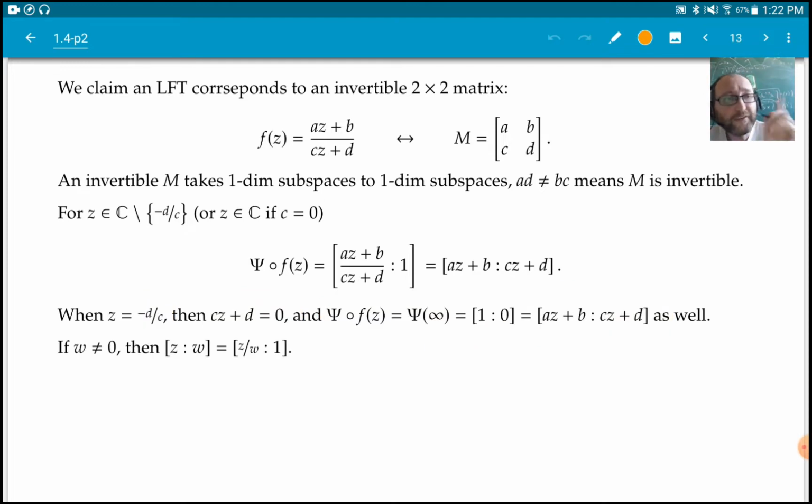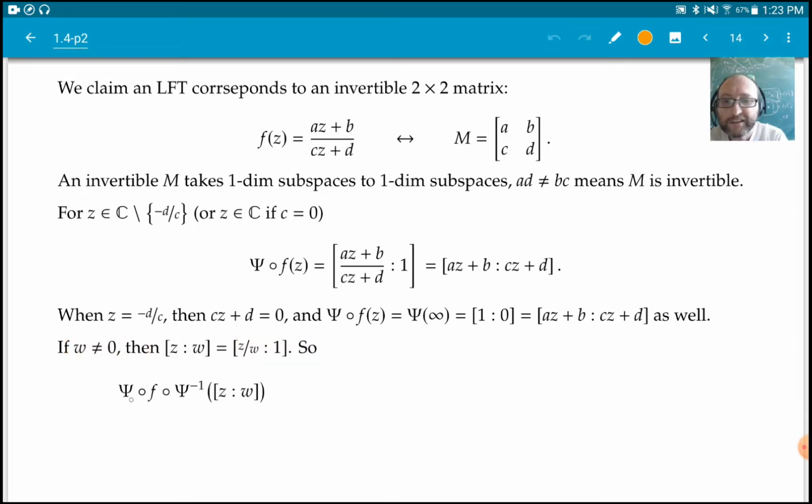Now let's go one step further. We're going to start in the projective space. If W is non-zero, then Z colon W is the same as this thing. That's basically just by definition. I cannot divide by W if it's 0, but if it's not 0, those guys are the same.